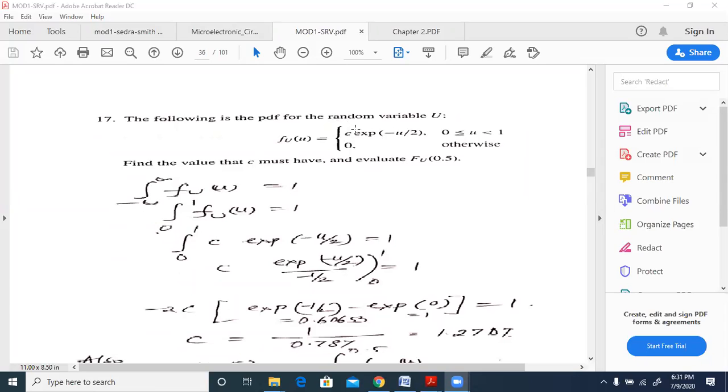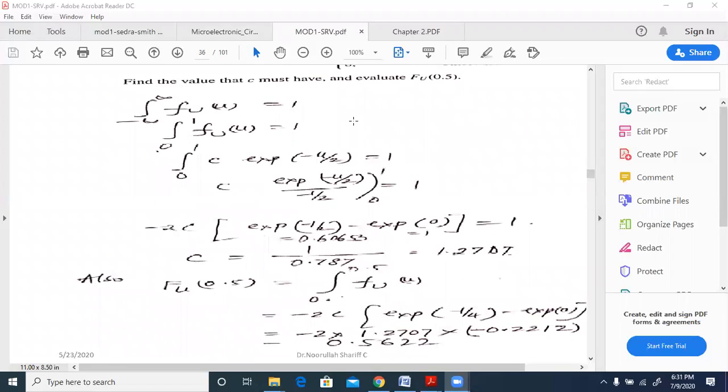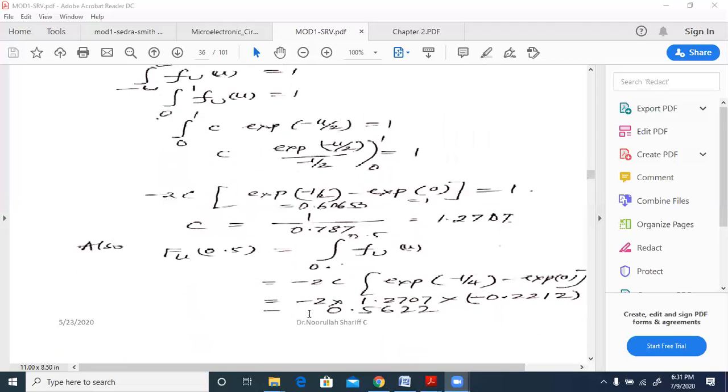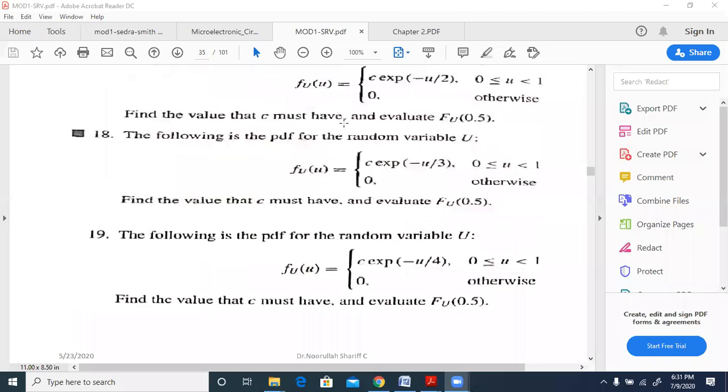So first we need to find the value of C, and then having found the value of C, we need to find F(u) at 0.5, that is the limit there. So 0 to 0.5. So in place of 1, this becomes 0.5, and then again you integrate this whole thing, and you will get this as 0.65622, right? Similarly, you need to find the other also in the same way, right?